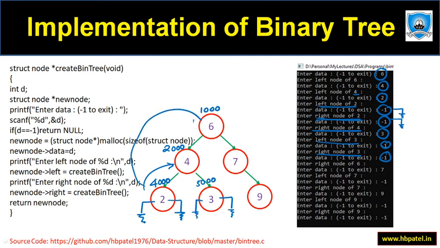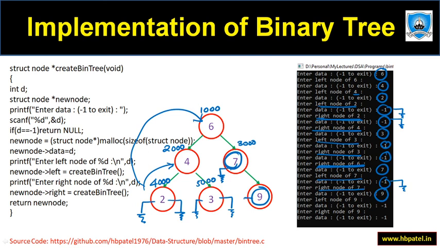So over here 6, now the left side of 6 is done. So now it will say enter the right node of 6. Right node of 6 is, supposing I enter 7. So now this one is 7. So now it will say enter the left side of 7. But I don't want to enter anything, so I am entering -1. So okay, fine, no problem. Enter the right side of 7. So I am entering 9. So 9 has been entered as the right side of 7.